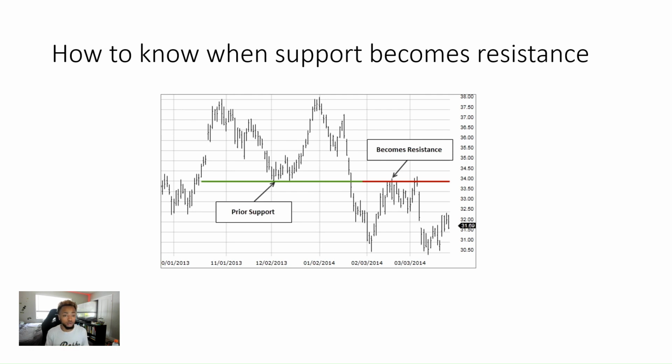Okay, this is a little example of how to know when support becomes resistance. As you can see here, you had prior support. Price reversed multiple times. It couldn't break through it, and it finally broke through. And once it did, that prior support then became resistance, because price could not now break through that prior support, which makes that resistance.